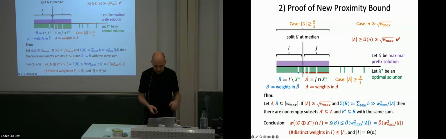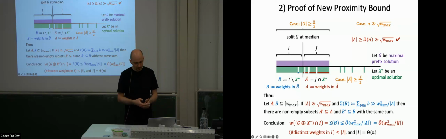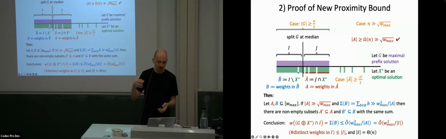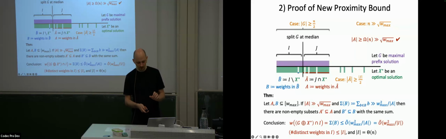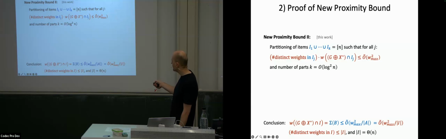There are two more simple things here. The number of distinct weights in I is certainly at most the size of I. And the size of I is linear in N, again, by all these case assumptions. That's all that we need here, that we can find the set I that satisfies these things here. Because then we basically get the proximity bound, right? This here is the proximity bound that we wanted to end up with. The number of distinct weights inside I is at most the size of I. The total weight difference inside I is at most W squared divided by the size of I. So the I's cancel and we end up at W squared.